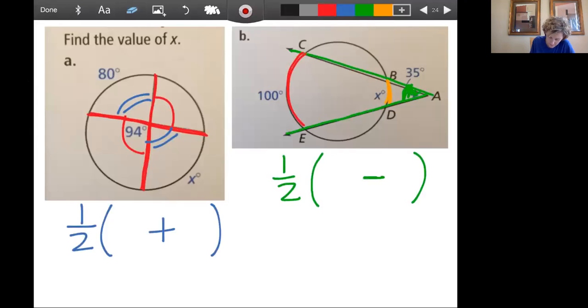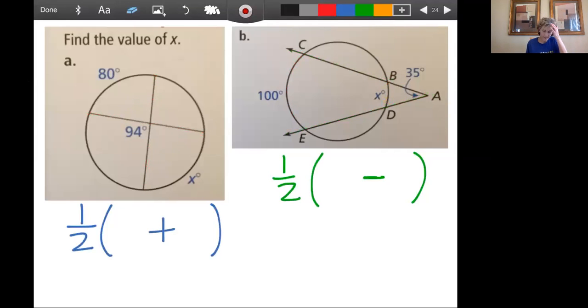And now let's see if I can erase some of this and do these problems. Okay, so in A, you want to find the measure of arc X. And so what we need here is the measure of this angle. Okay, because we see that this is a linear pair. So 180 minus 94 will give us 86. And so this angle right here is 86, okay?